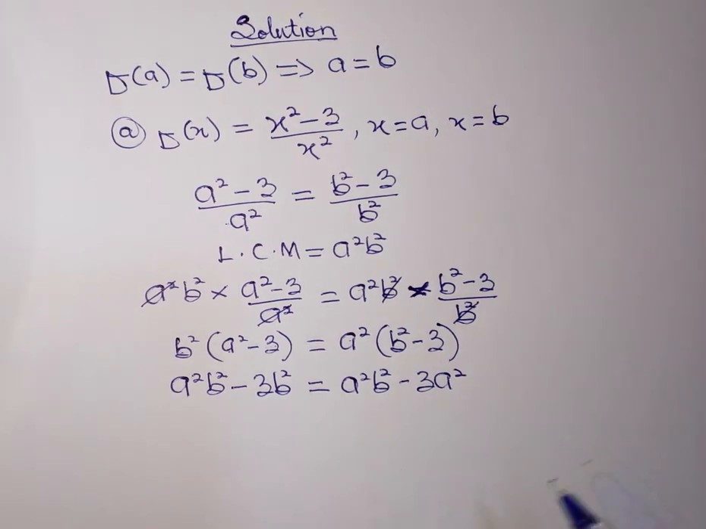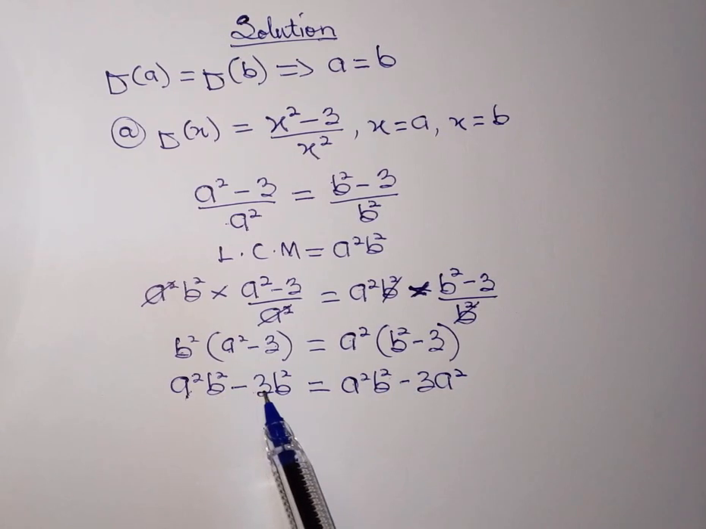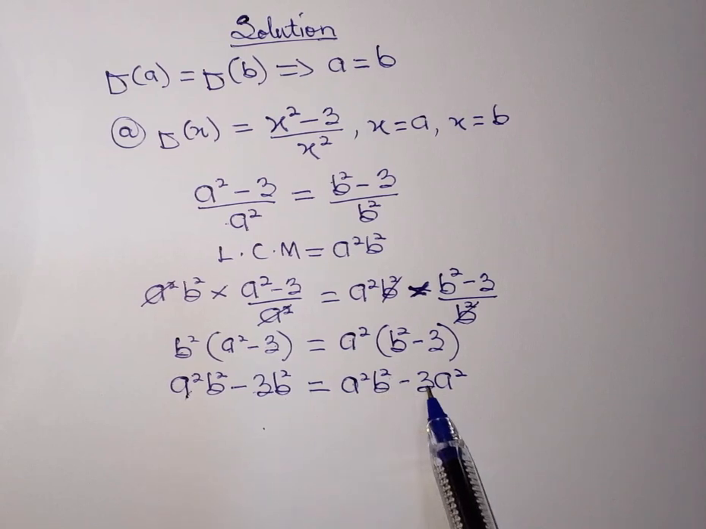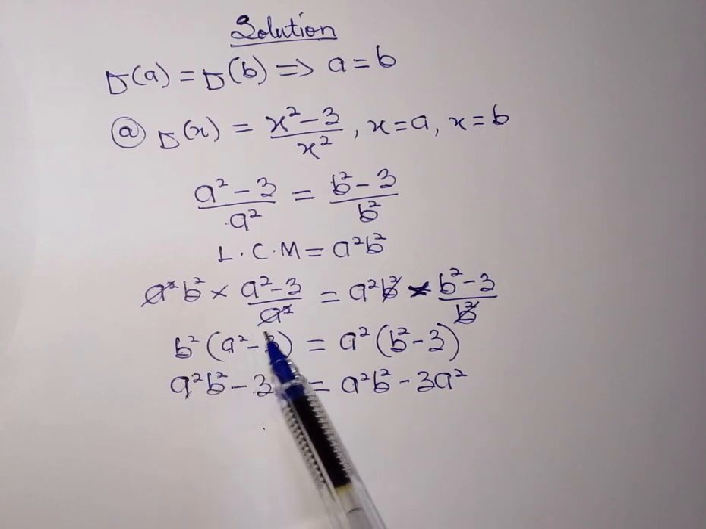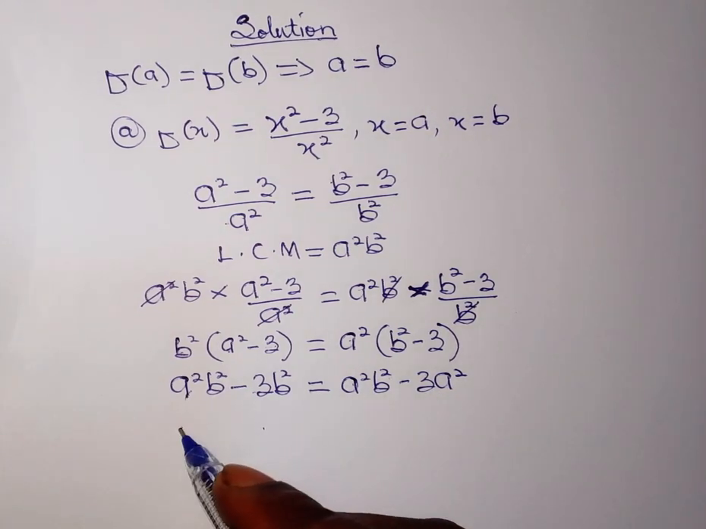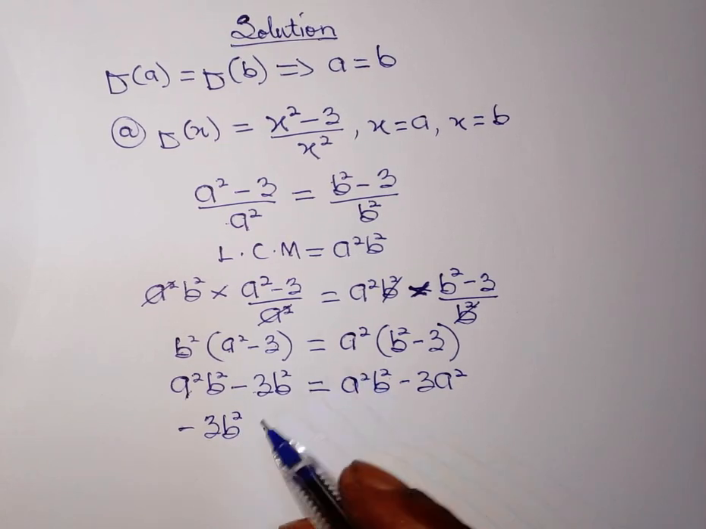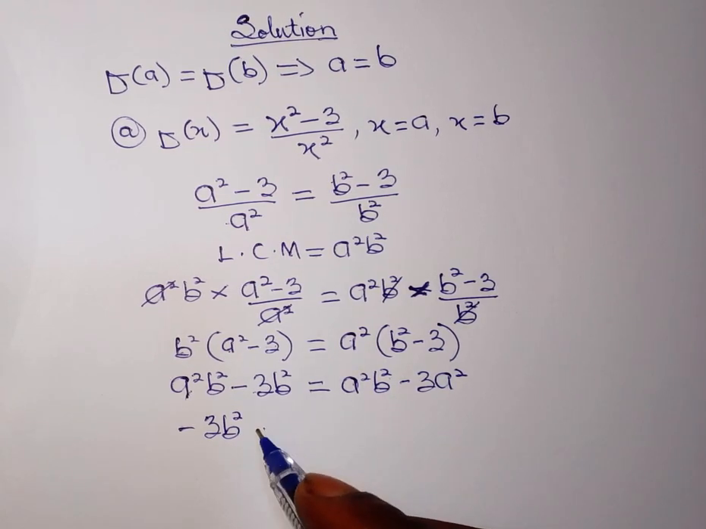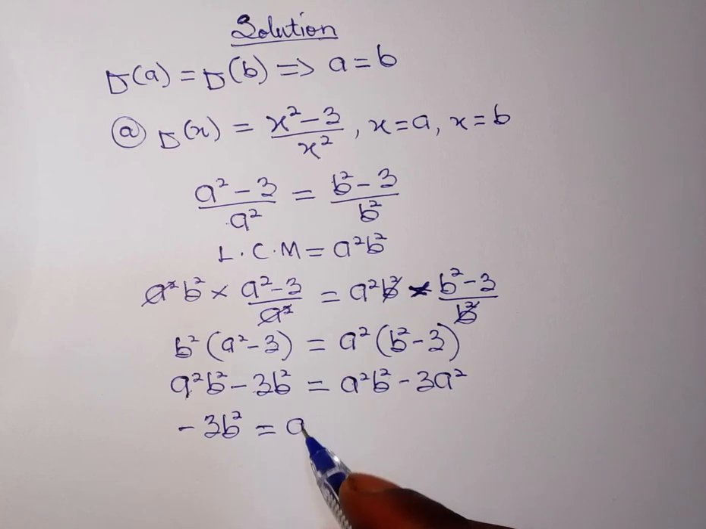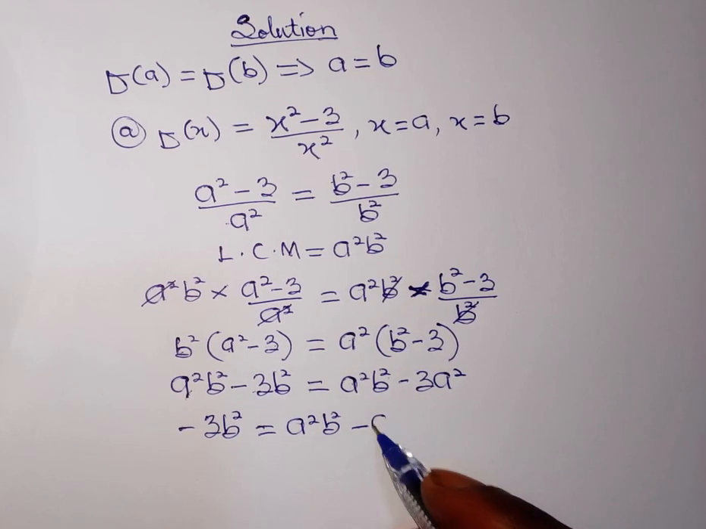3a squared. Let's see if we can group like terms. You realize that we have a squared b squared here. So I can decide to maintain this here and then transpose this to the other side so that I can clear this out. I will therefore write negative 3b squared, which is equal to a squared b squared minus a squared.